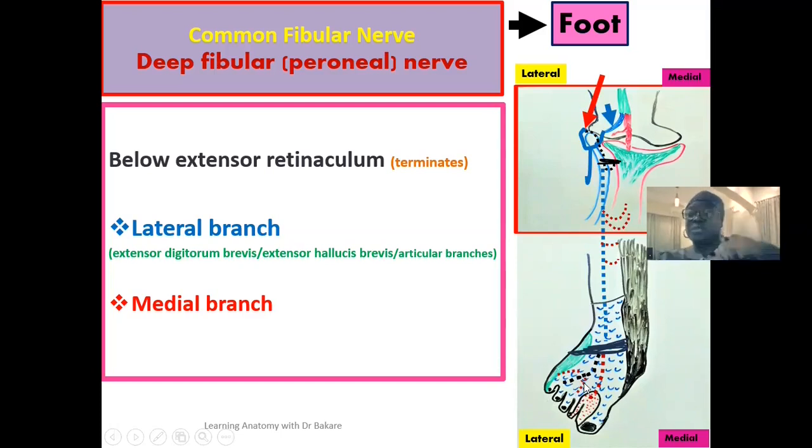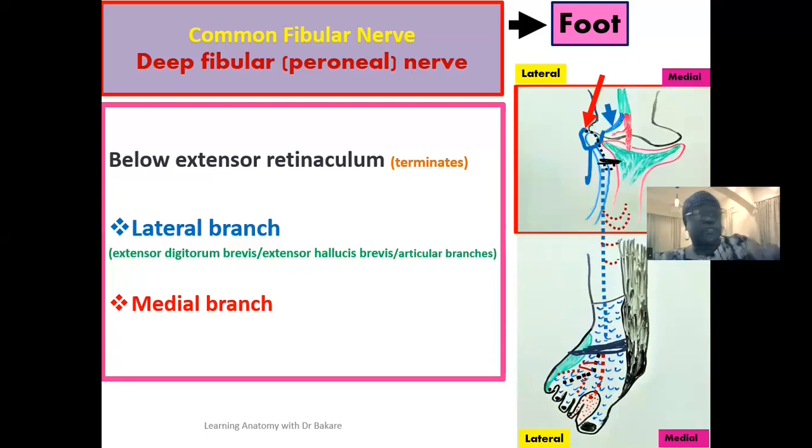But it's good for us to state it at this point so that during the course of studying, if you come across this, you would be able to relate with it. So the extensor hallucis brevis is a medial component of the extensor digitorum brevis. After giving up these branches, it then seems to give up articular branches, highlighted here in red.